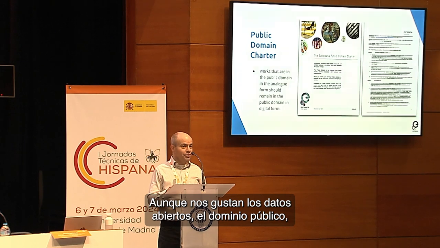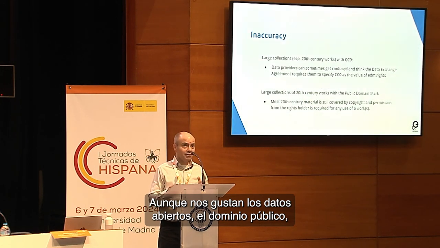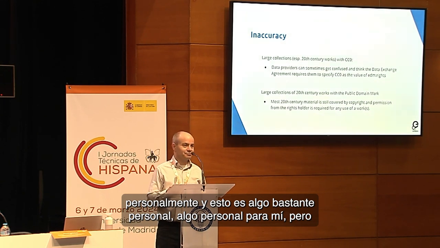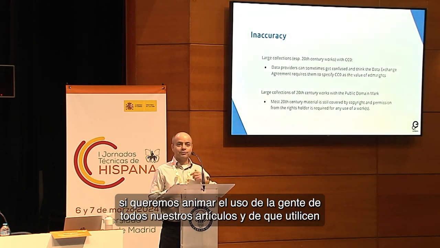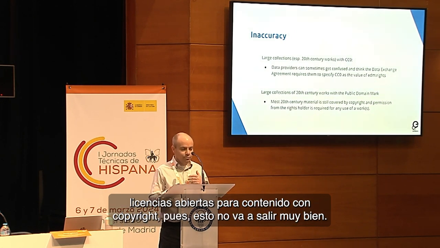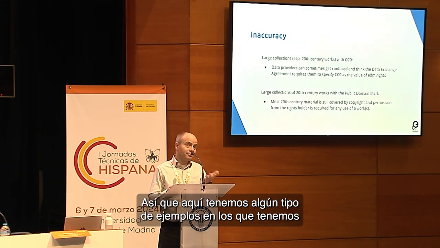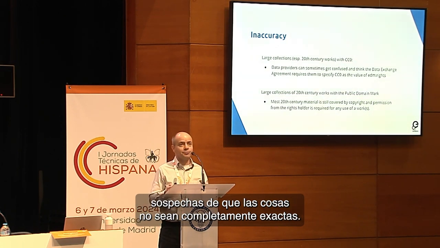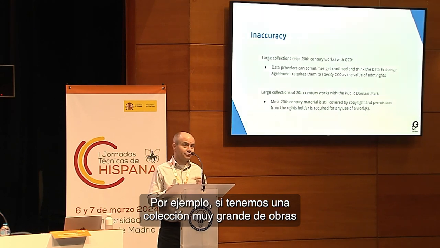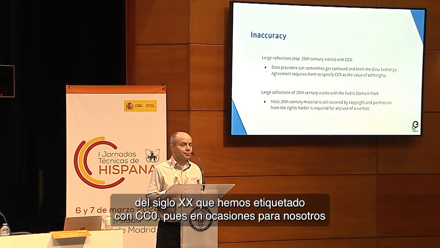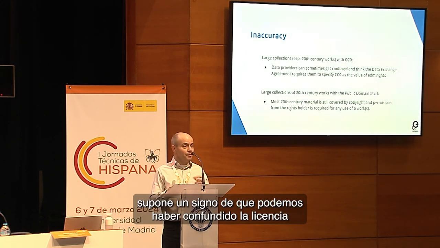As much as we like open data and the public domain, personally I like accuracy even more, I would say. That's maybe a personal thing, but if you want to encourage use and use open licenses for copyright content, this would not be a great thing. So here are a few examples of when we have suspicions that things are inaccurate. For example, if you have a large collection of 20th century works that you label with CC0, that's for us a sign that you may have confused the content license with the metadata license.